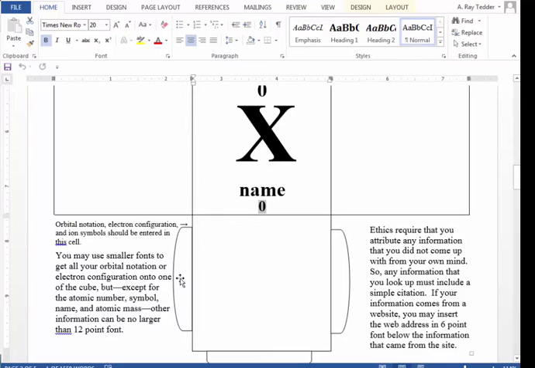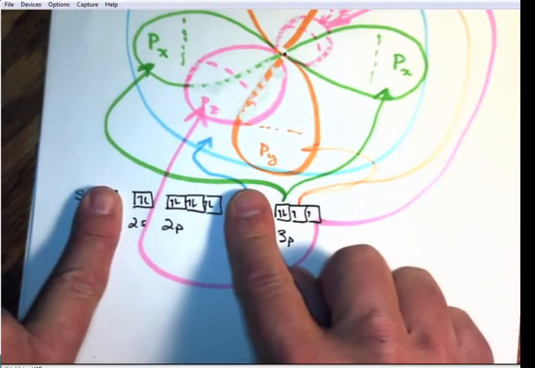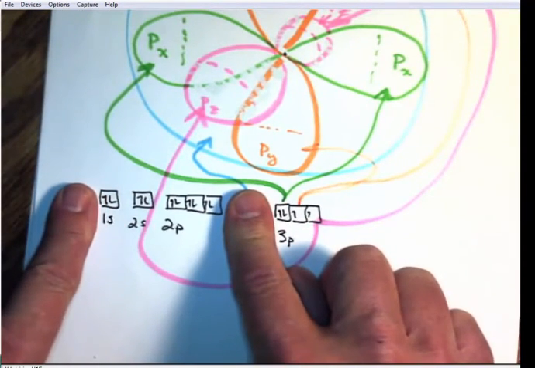So let's see. What did I do a while ago? Oh, here's sulfur. So this part between my fingers here is the orbital notation for the next lowest noble gas for sulfur.